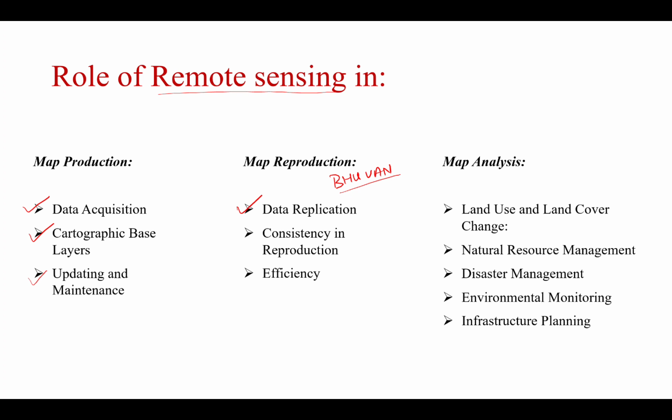Coming back to data replication, I can share this data with a lot of people, and we can use it to make maps. This data is very, very easily replicated and distributed. The next thing is consistency in reproduction, because remote sensing ensures that there is consistency in map reproduction.